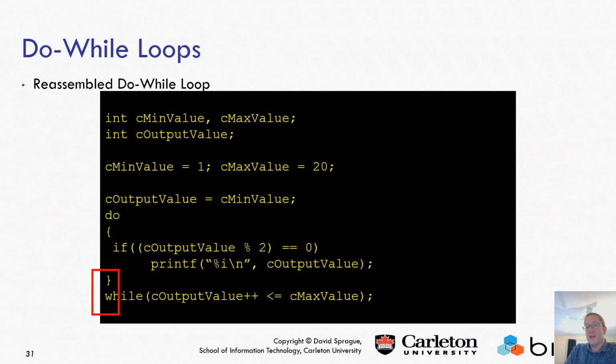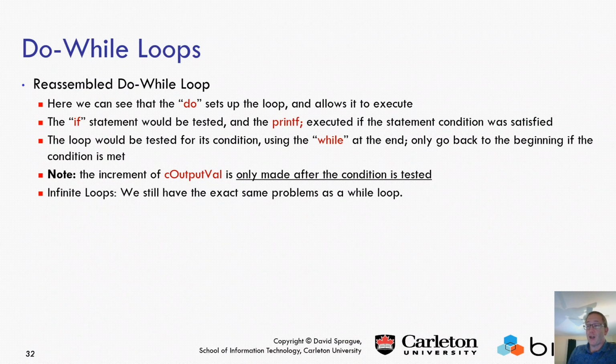So right here is me doing my do while loop. Notice that my do finishes, well, I have my closing curly brace, and then I have my while statement afterwards. The while statement looks exactly like a normal while loop, though. The do sets up the loop, allows you to execute once. The if is tested no matter what the first time, and the printf statement is done no matter what if the if statement is true. The loop would be tested on its condition using the while at the end. The while is only at the end, and I go to the beginning only if the condition is met. So it means I guarantee at least one instance.